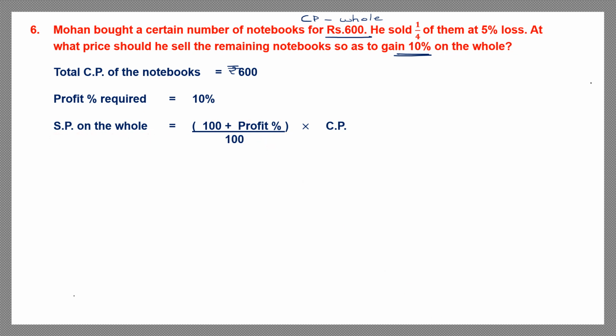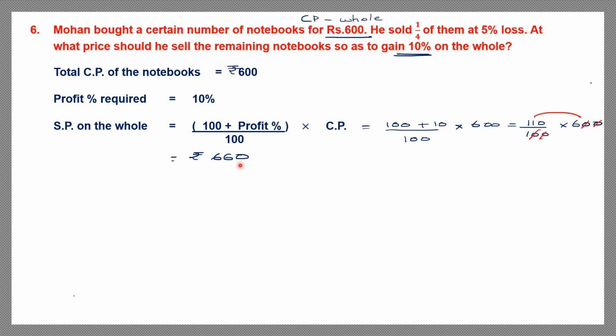So here let's work this out. So this is 100 plus profit percent, which is 10, divided by 100 into the cost price, which is 600. So this is 110 by 100 into 600. So let's cancel what we can. So here I can cancel the two zeros from 100 and from 600. So 110 into 6 is the selling price on the whole. And that is 660 rupees. 660 rupees.